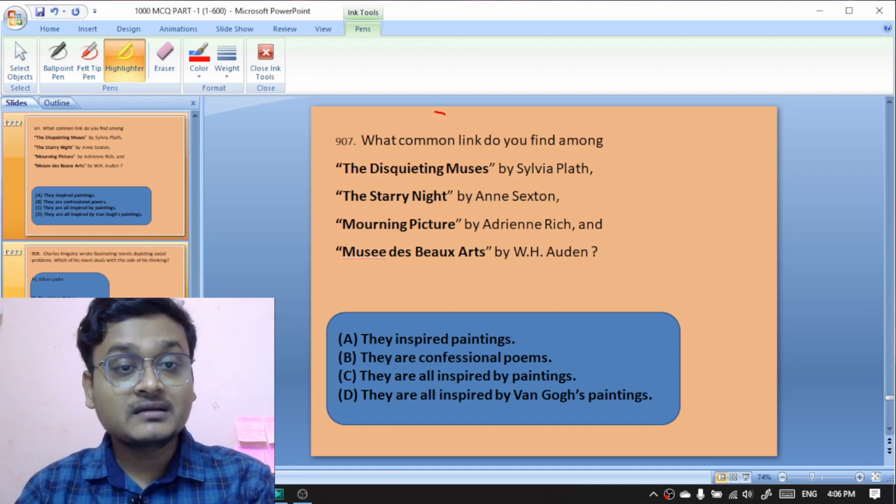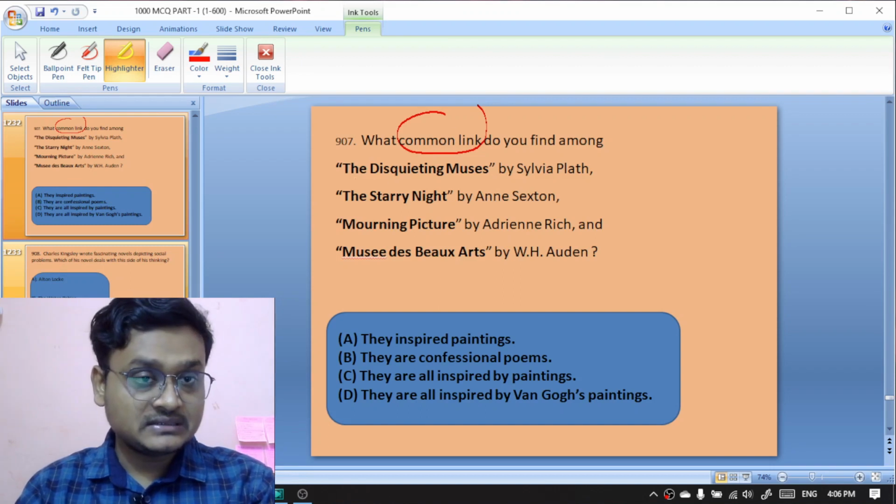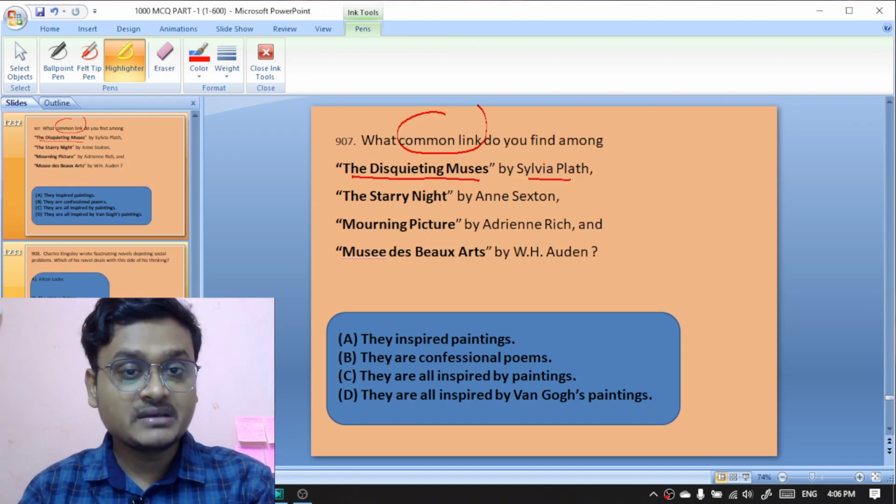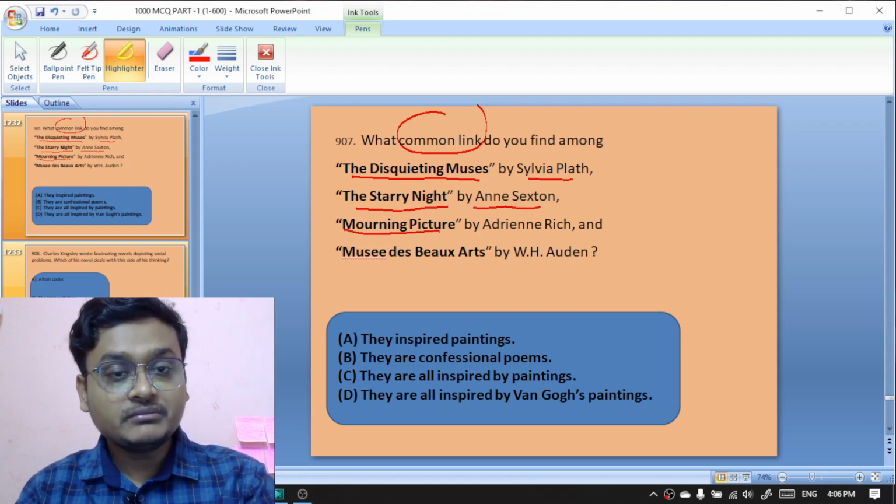What common link do you find among all these works? The Disquieting Muses by Sylvia Plath, The Starry Night by Anne Sexton, Confessional Poet, Morning Picture by Adrienne Rich, and Musee des Beaux Arts, a famous work by W. H. Auden.